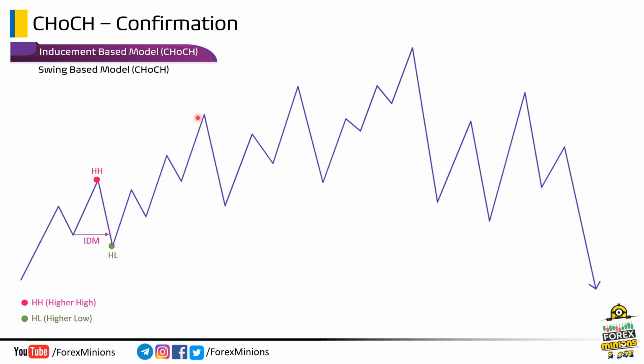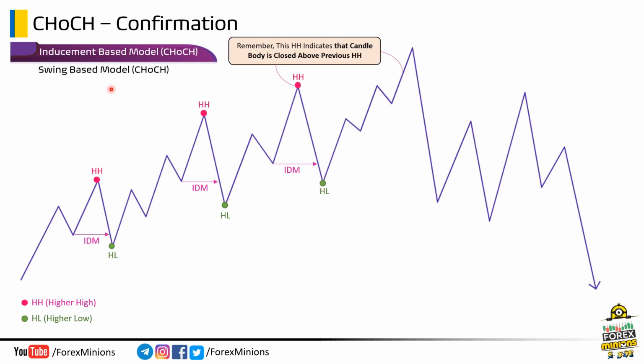For this high, we will mark this inducement level. When market takes out inducement and moves higher, then we can mark it as swing higher high and this low as swing higher low. Similarly, we can mark this high and lows. Because price has taken out this inducement, we can mark it as swing higher high and higher low. Now, remember that the swing-based model is applicable only when candle body closes above the previous high. And this higher high indicates the candle body is closed above this previous high. That's why we will apply swing-based model rules.